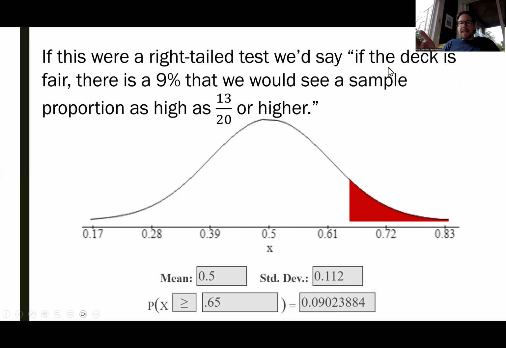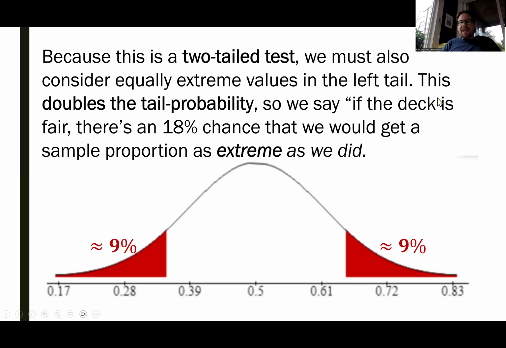If this were a right-tailed test, we'd be done and just say if the deck is fair, there's a 9% chance that we would see a sample proportion as high as 13 out of 20 or higher. Because this is a two-tailed test, we must also consider equal extreme values in the left tail. It doubles the tail probability. So we say if the deck is fair, there's an 18% chance that we would see sample proportions as extreme as we did, as in that much higher or the equivalent on the left side, because if it's a two-tailed test, there's really no reason to suspect that it would be higher or lower. It could go either way.